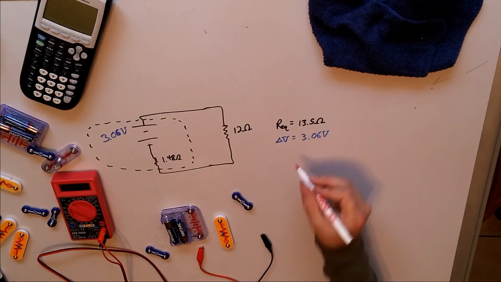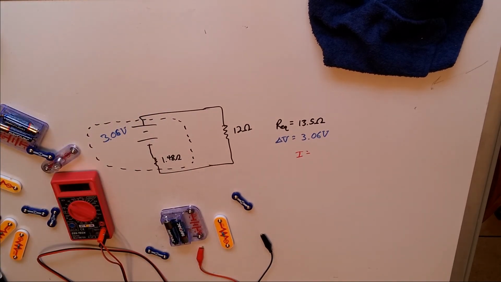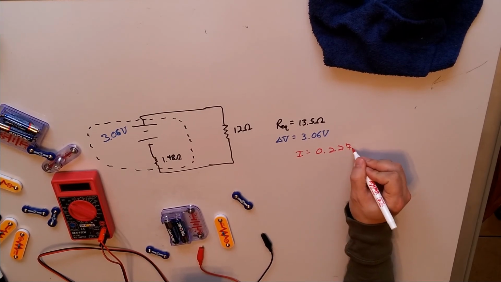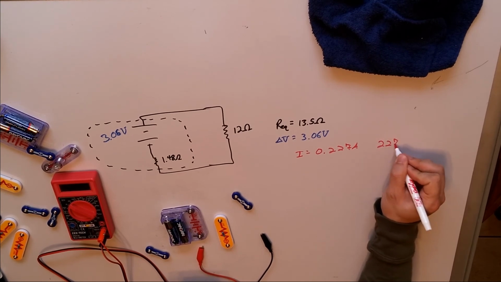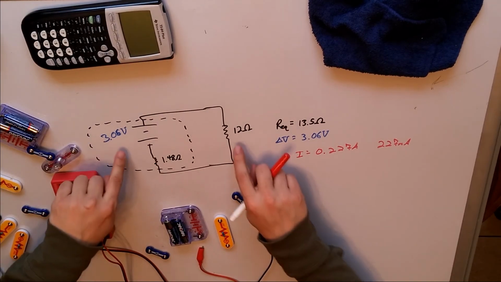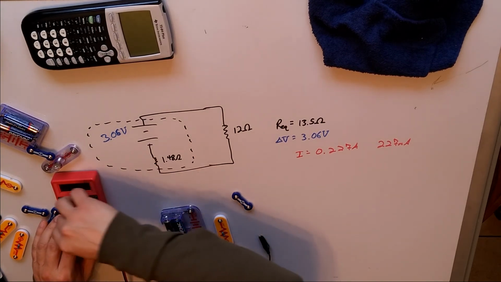Okay, so then I end up with my current. We predict a current somewhere around 3.06 divided by 13.5. We end up with a predicted current of about 0.227 amp, or 227 milliamp. Somewhere around 230 milliamp. Remember, at best we're dealing with maybe two significant figures, so I should probably call this 230 milliamp in my prediction.